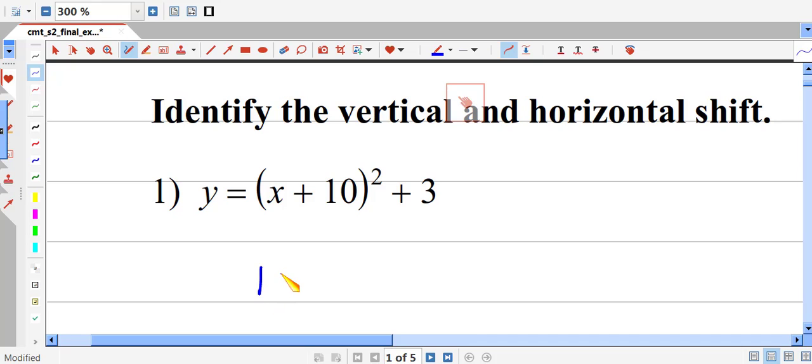That means I'm going to go 10 to the left, and then the y shift is always the number that is tacked on to the end, and the direction is going to be the same as its sign. So for vertical, plus is up, so that means I have up 3.